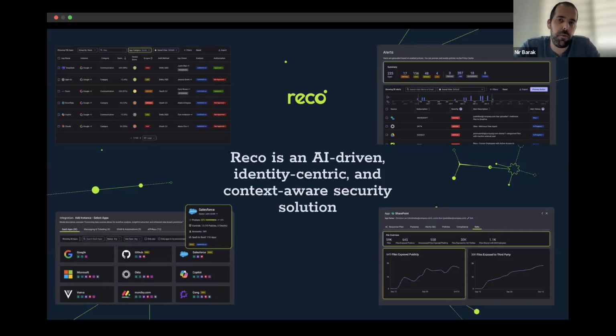What that means is that at the core of the system is an identity. An identity is a person. So say myself, Nir Barak, I am one person in the real world, but behind the scenes, I can be connected to 10, 20, 100 applications, and each one has a different account. Somebody needs to be able to consolidate that into a single entity.